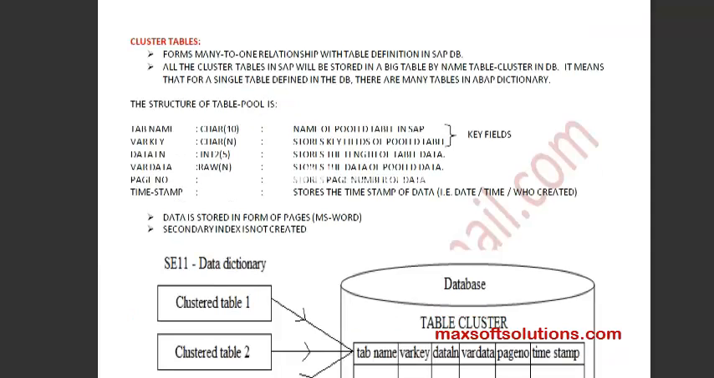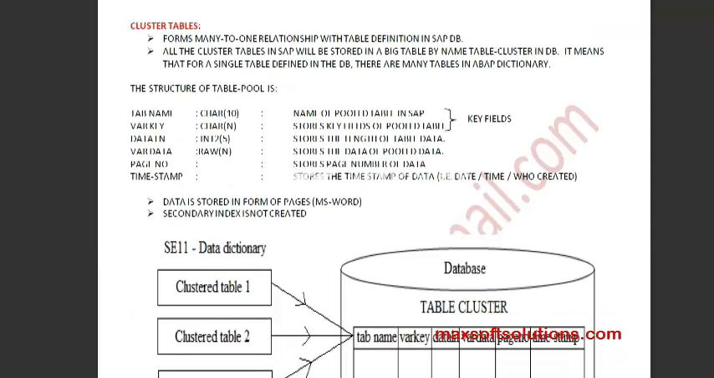Coming to the next thing, cluster tables. Cluster table is also the same as a pool table, but there are two differences between these two. This also forms a many-to-one relationship with the table definition in the SAP database. All the cluster tables in SAP will be stored in a big table by name table cluster in the database. These two points are the same. The difference is it will have two extra fields: page number and timestamp.